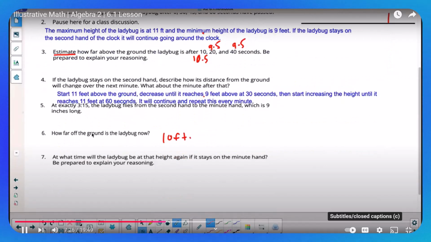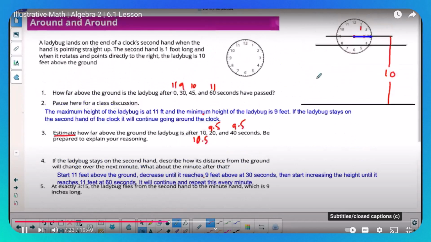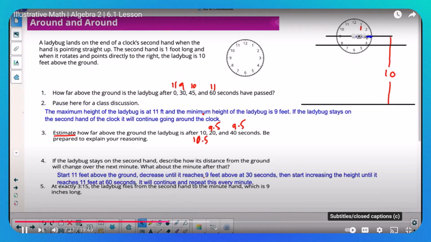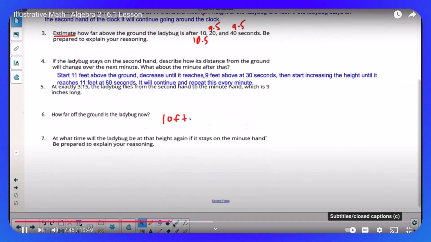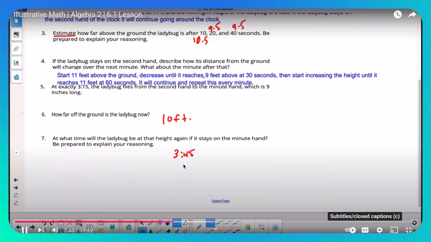One more. At what time will the ladybug be at that height again, if it stays on the minute hand? Be prepared to explain your reasoning. So the minute hand was my red one here. Let me just swing that over. I've got to get back to the same height. It's right here at 45. So that's 30 minutes later. So at 3:45. Okay.